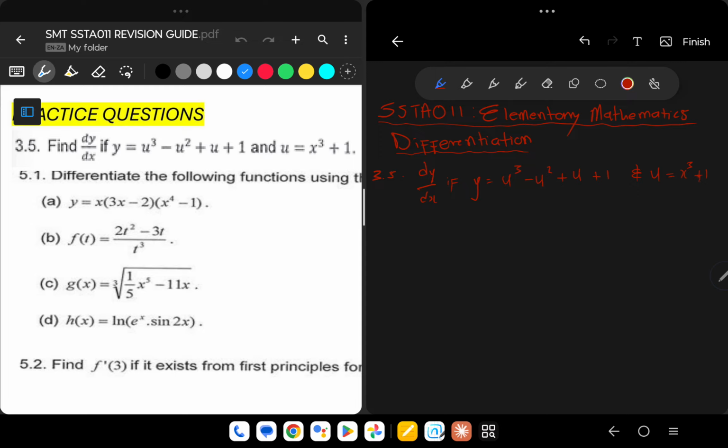You'll forgive me. On your left side, you have questions there which are a bit blurry, but it's okay. And then on your right, that's where we'll be doing our workings.